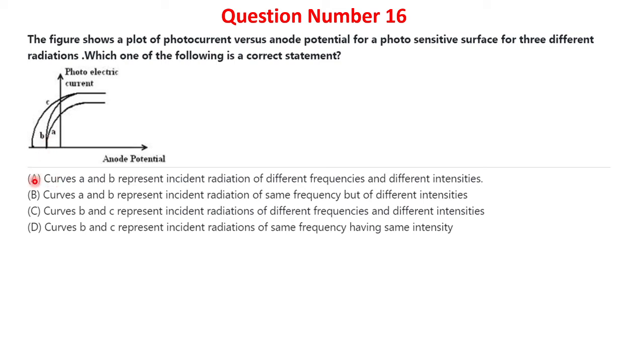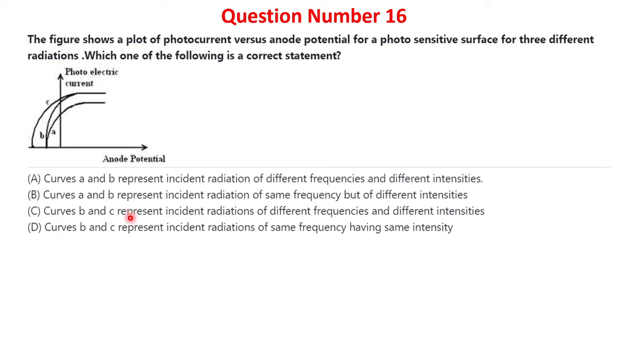So option A: curves A and B represent radiations of different frequency. If frequencies are different, then cutoff voltages are also different. Wrong. Curves A and B are representing incident radiation of the same frequency. A and B have the same frequency but different intensities. Very correct. A and B start from the same point, that is the same cutoff voltage, but intensities are different. Let us see the others also.